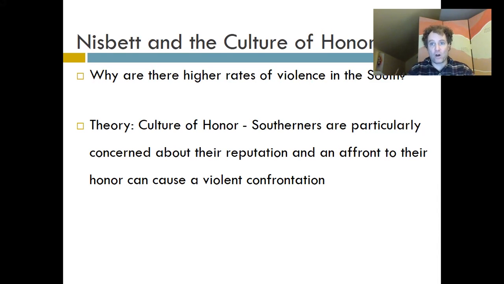And so if you offend their honor, if you're disrespecting them, then that makes Southerners, and particularly Southern men, open to using violence to redress that shameful event, to get back their honor, right? And so the idea is that it's something happening inside the heads of Southerners, that they have this culture, this way of thinking about themselves and their honor that's causing them to be more focused on their status, which can then make them more violent.